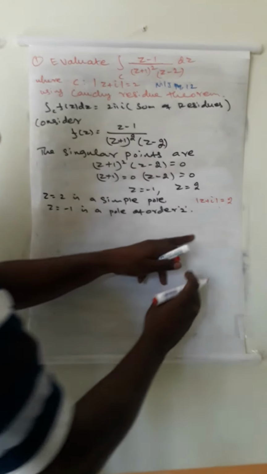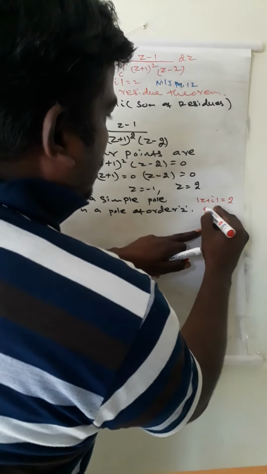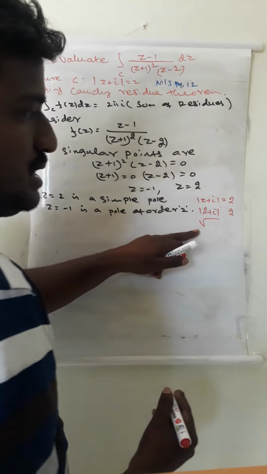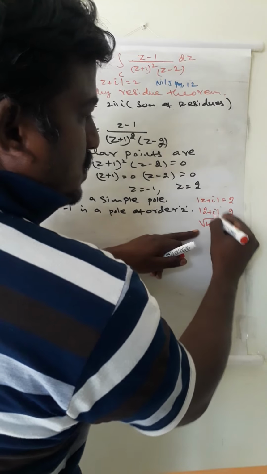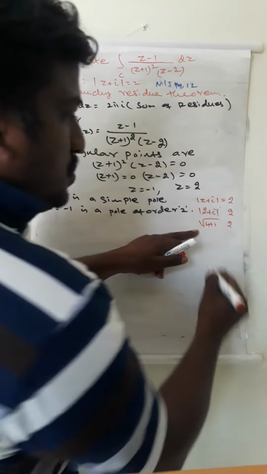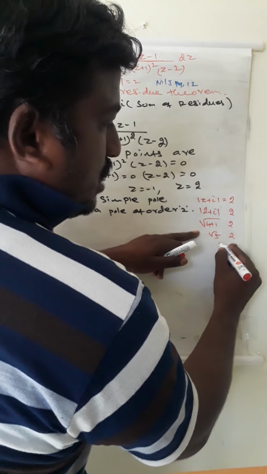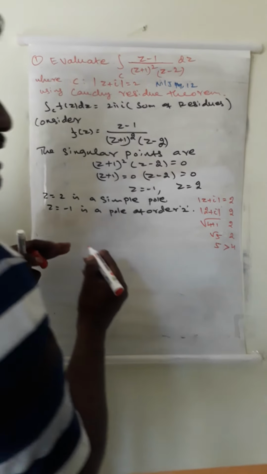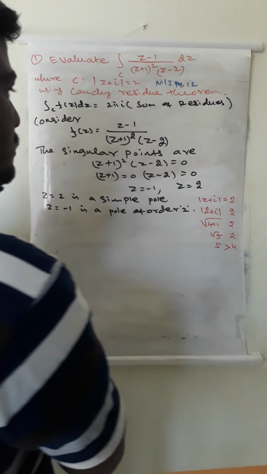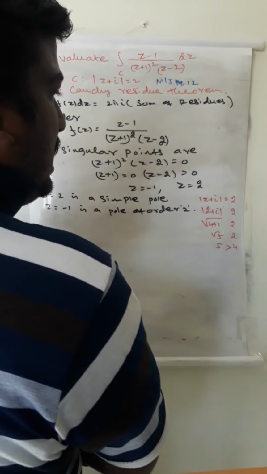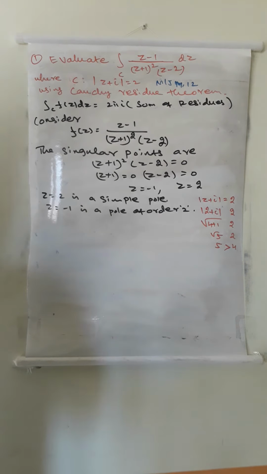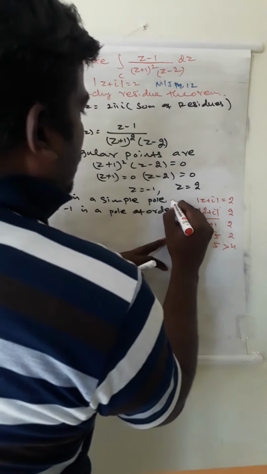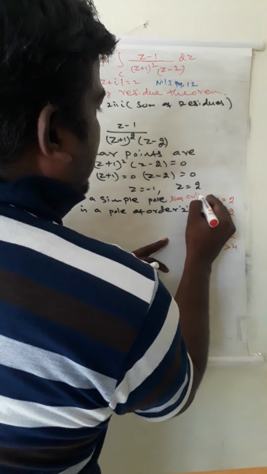Substitute z equal to 2. What do you get? 2 plus i, which I have to compare with 2. So modulus of 2 plus i means square root of 2 square 4 plus 1 square 1, root 5, compared with 2. Squaring on both sides, this is 5, this is 4. 5 is greater than 4. Therefore z equal to 2 lies outside the circle. So z equal to 2 is a simple pole which lies outside C.